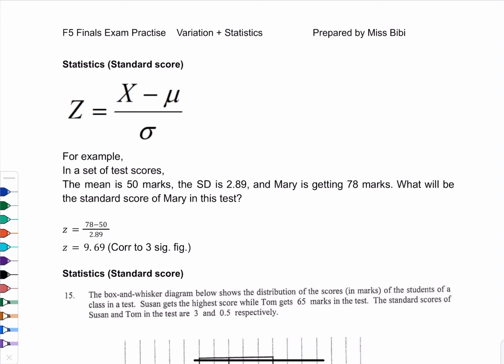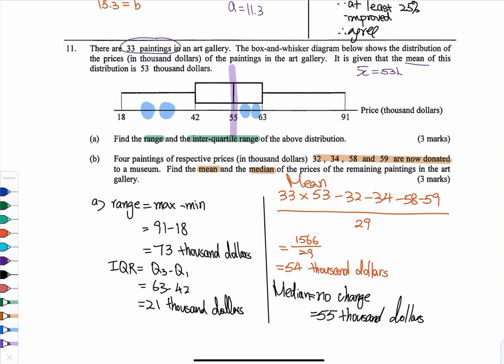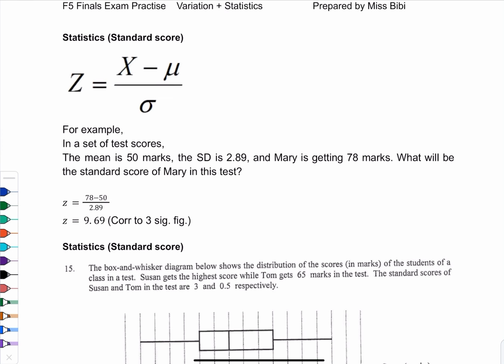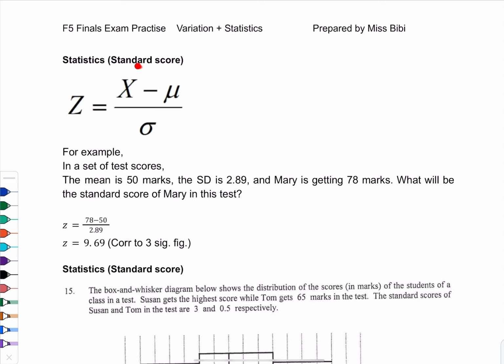In the previous video we did variation in some parts of statistics, like the box and whisker diagram, and in this video we're going to continue with the standard score, which is also part of statistics. Of course, statistics is a major part of the DSE exams, so make sure you're clear of every little detail, and it's not hard to understand the whole topic.